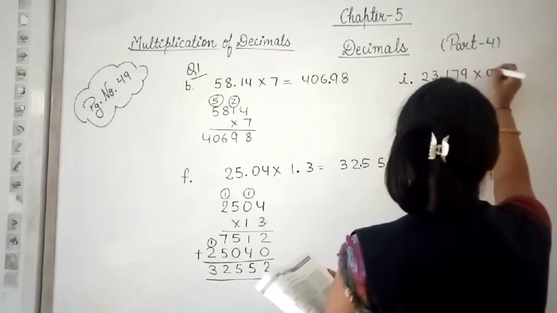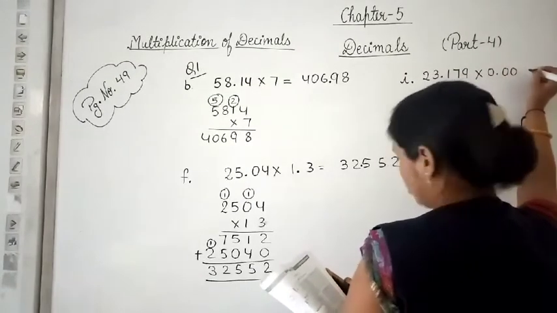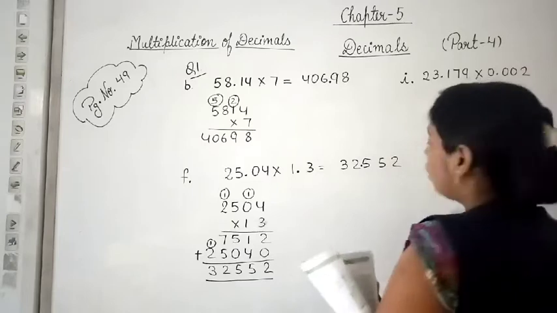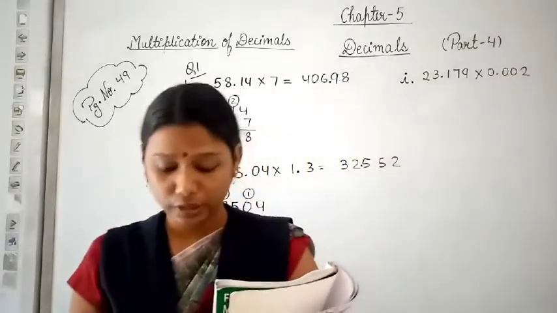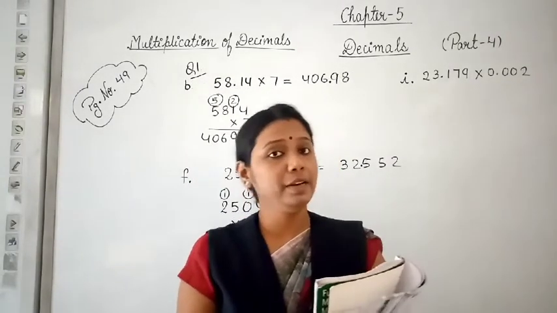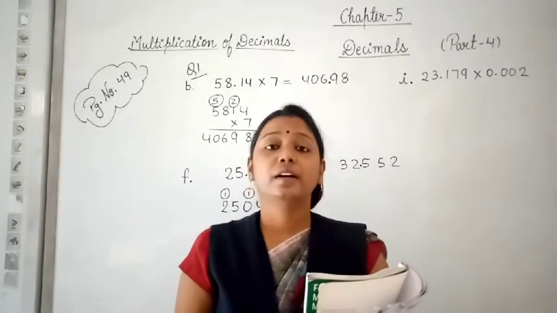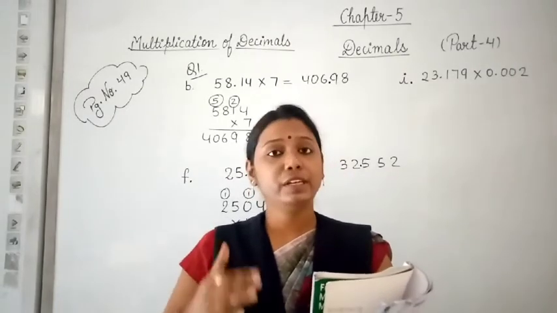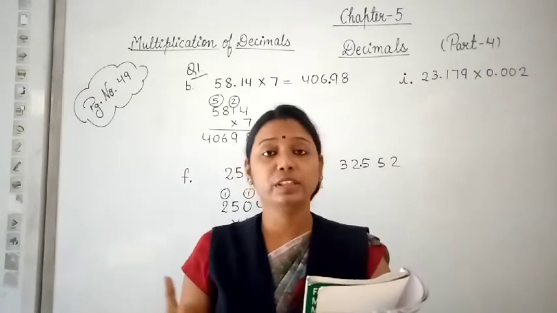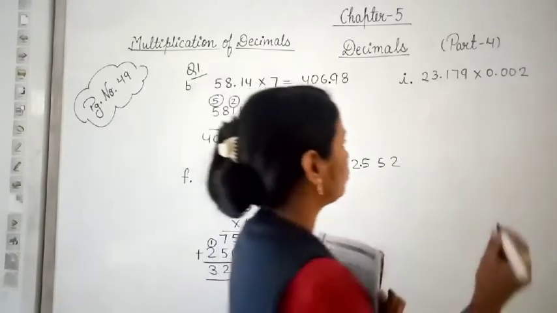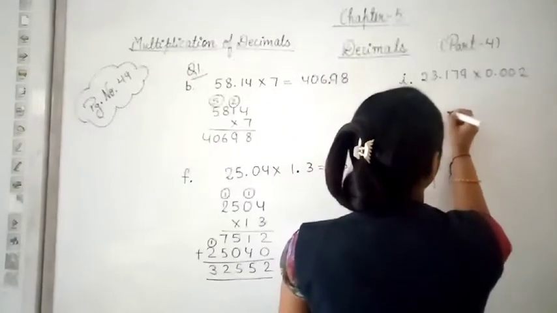Okay. Multiplied by 0.002. Okay, so as I told you, whenever the multiplicand and multiplier both have a decimal point, we will first write the numbers as they are without writing the decimal point. So here, let me arrange the numbers.